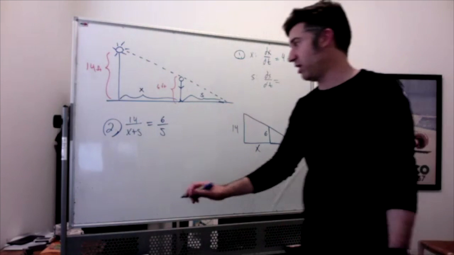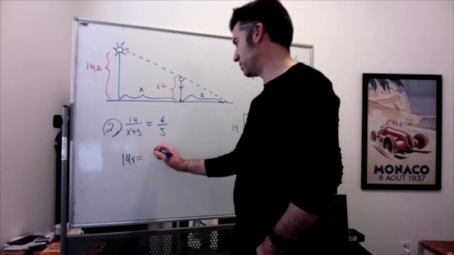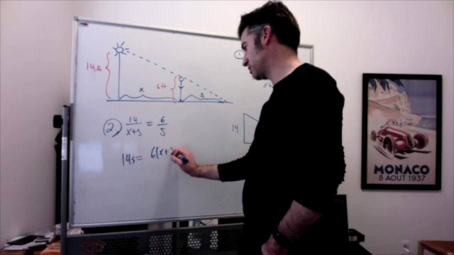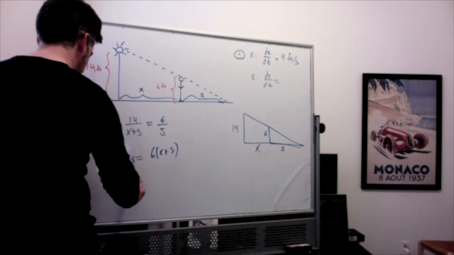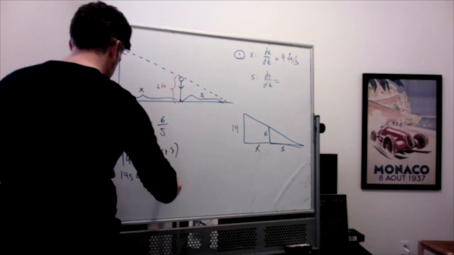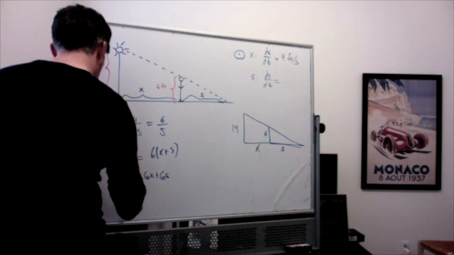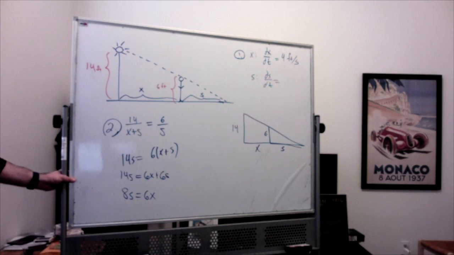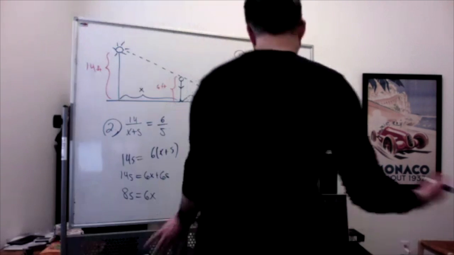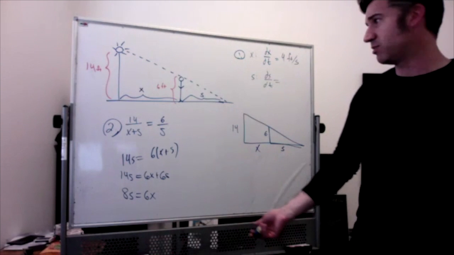So cross multiply, you get 14 times s equals 6 times x plus s. And then we can distribute. You get 14s equals 6x plus 6s. And then I can subtract 6s and get 8s equals 6x. That's pretty easy. You could even divide both sides by 8 or 6, depending on what you felt like, but it's easy enough at this point.